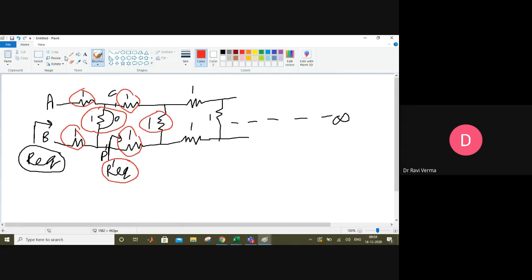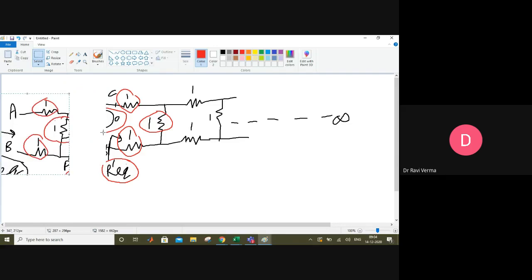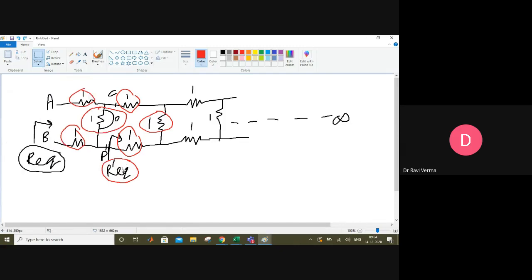Why am I removing this part from the circuit? Because this part contains an extra short circuited path. Due to this, we are not getting the same resistance that we get for the other circuit. So suppose this is R equivalent dash. How will the circuit look now? It will look like this.